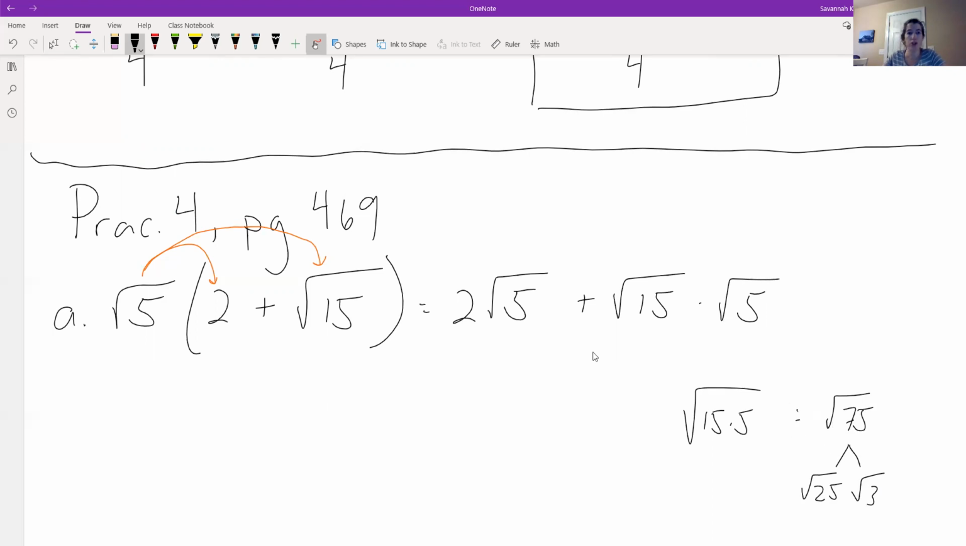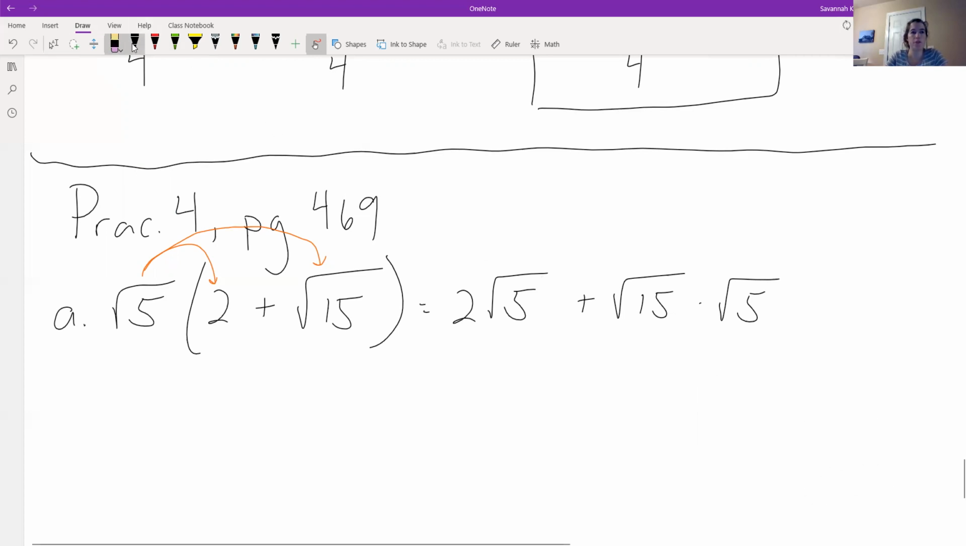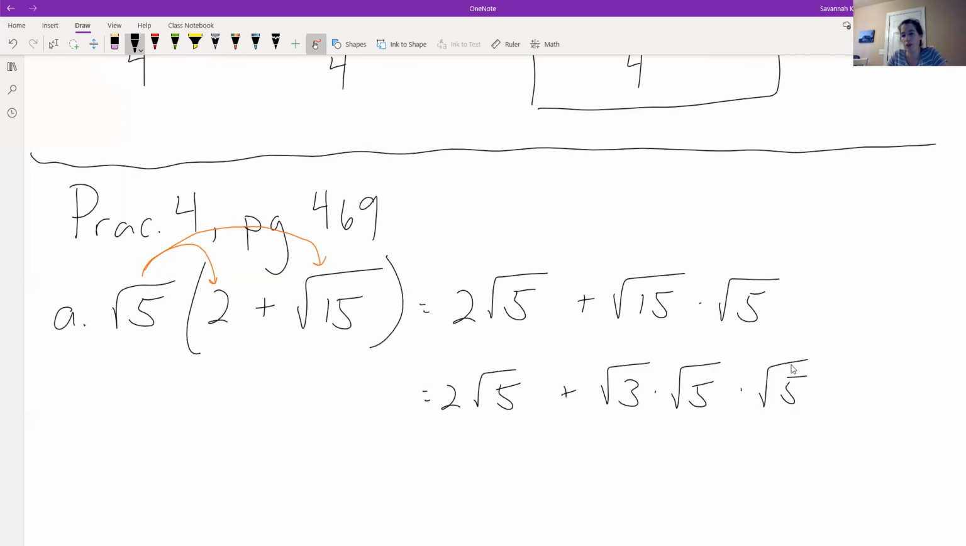So what I'm going to choose to do instead is break apart that 15. There's no way that a perfect square can come out of there. 15 really only breaks apart as 5 times 3, or I'm going to strategically call it 3 times 5 so that my other 5 is right there next to the 5 I just created. Okay. 2 square roots of 5 plus 3 square roots of 3.